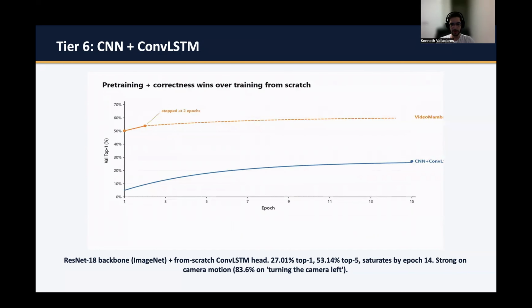Compared to Video Mamba for 15 epochs, they took about the same time. The two epochs of Video Mamba took about 8 hours, and so did the 15 epochs of CNN. So it was cool to see how 15 hours spent on two different architectures can really change the difference in our validation top 1% score.